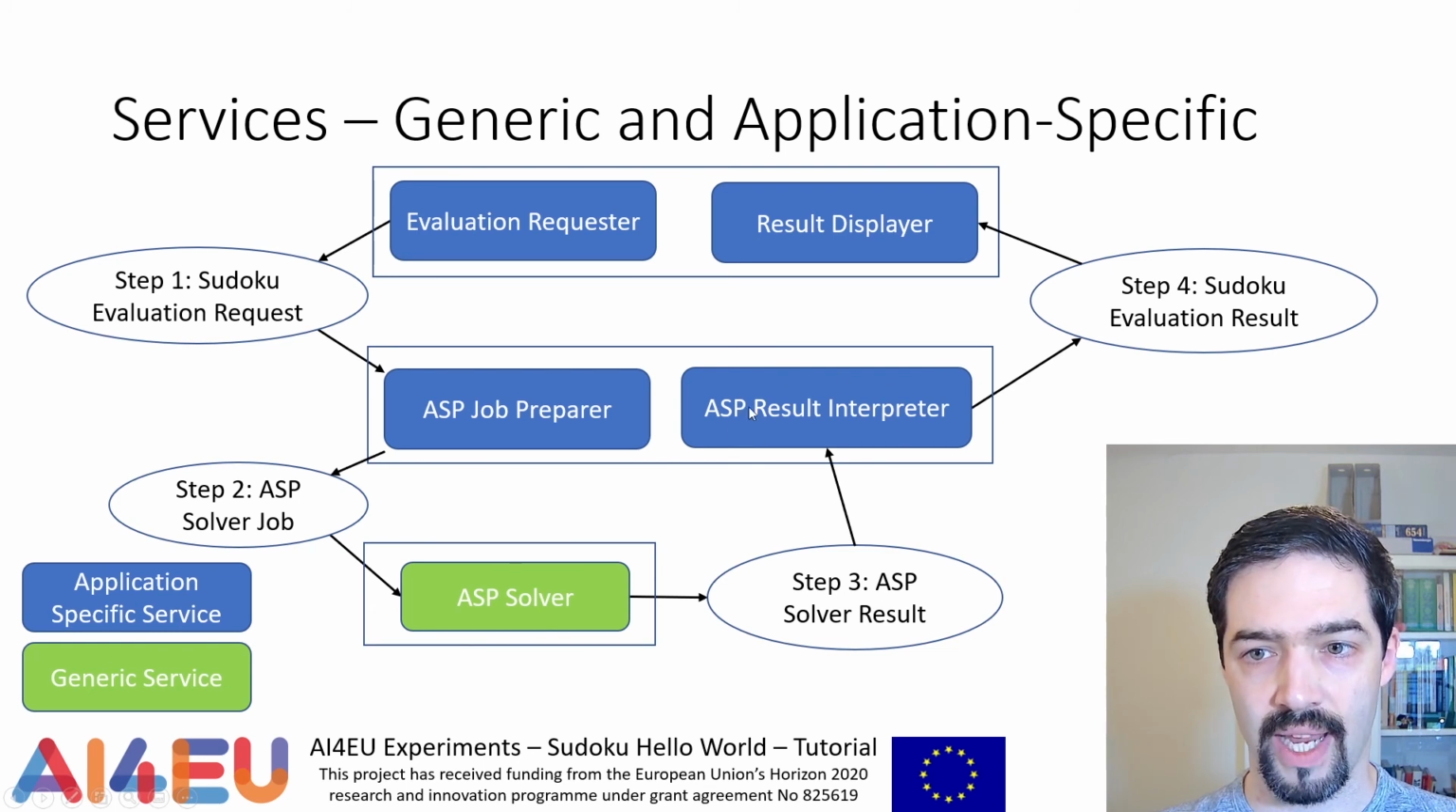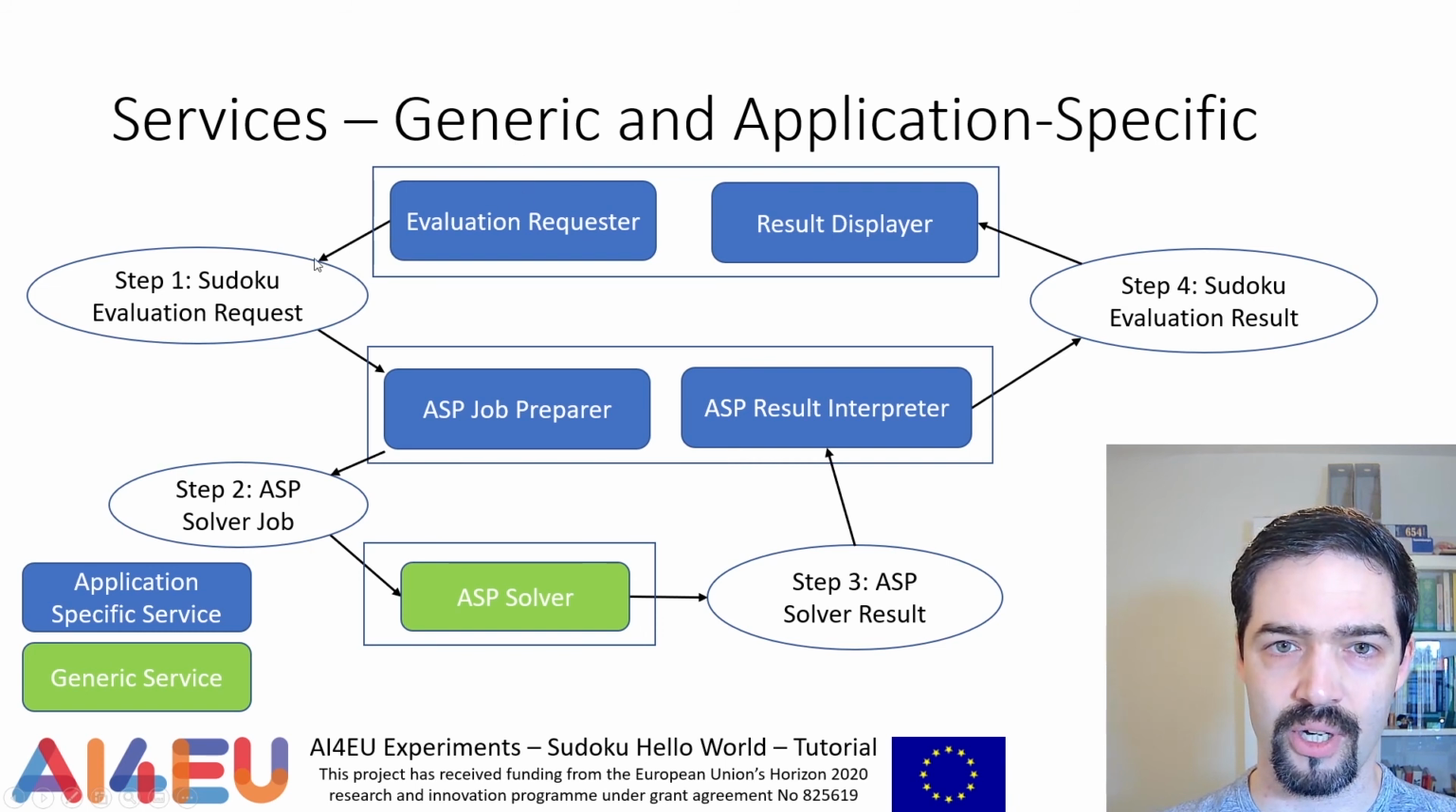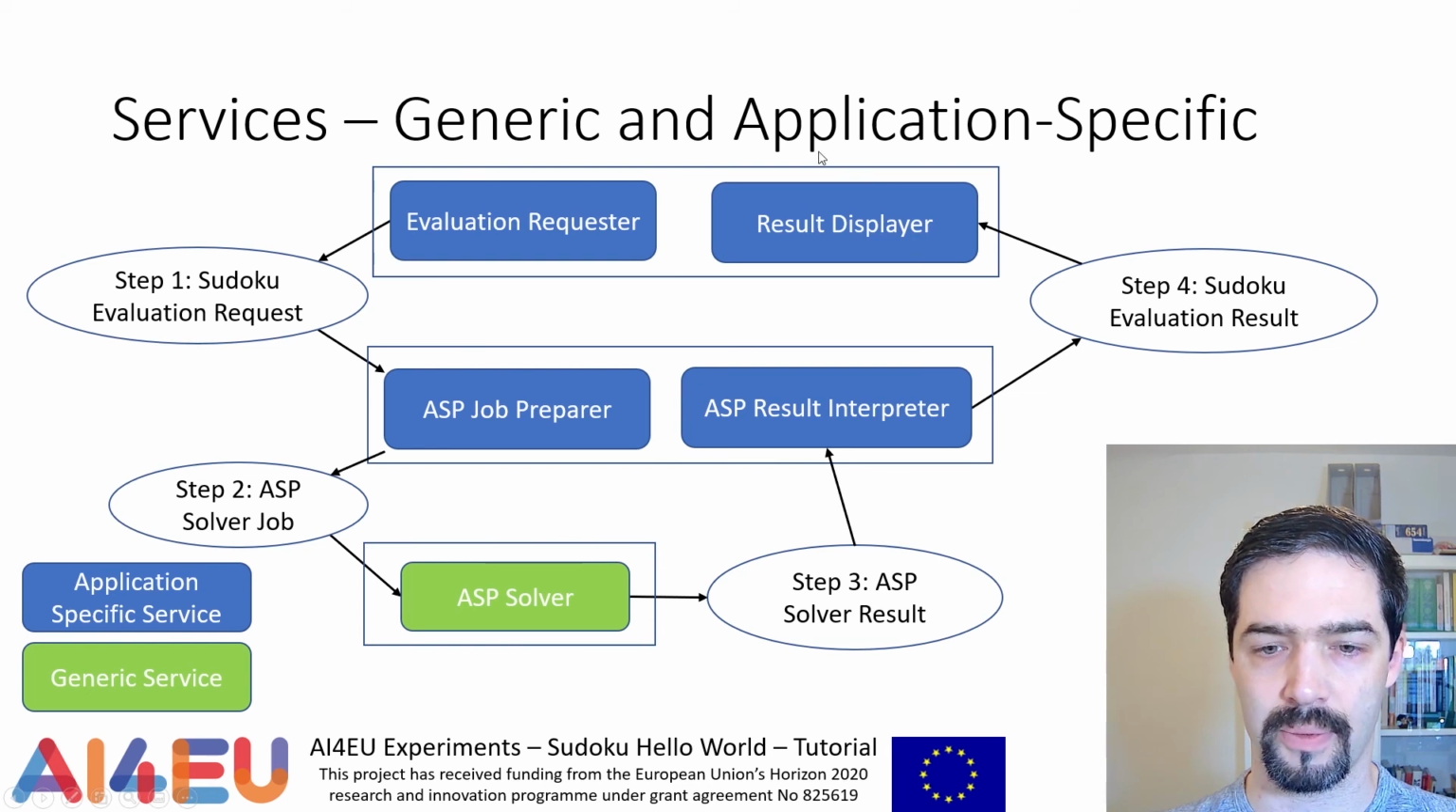This goes into the ASP result interpreter service of the design evaluator component, and this one sends back the design evaluation result to the result displayer service of the graphical user interface. You can see that the requests go in one line, first down to the right and then up.